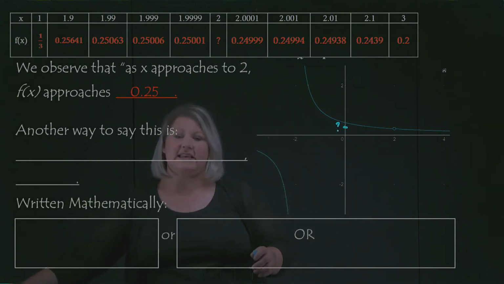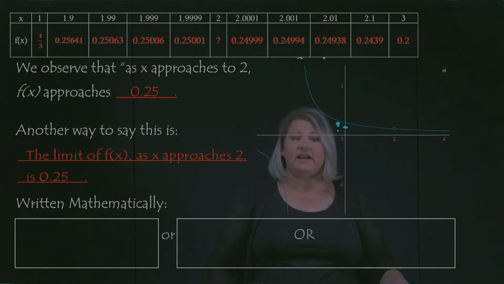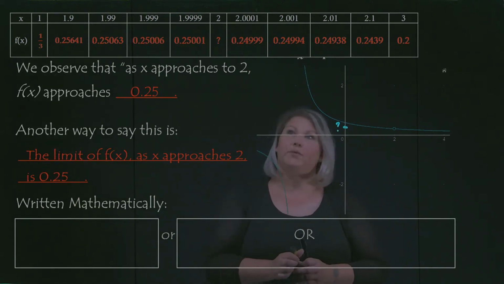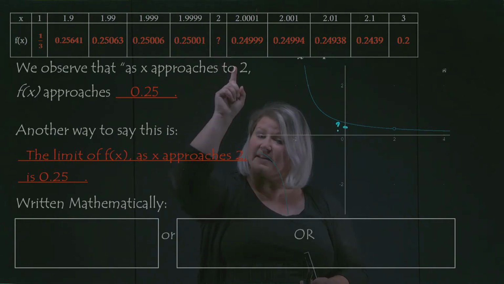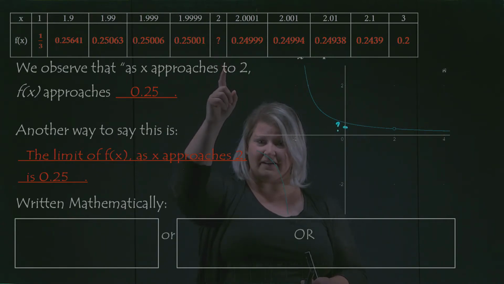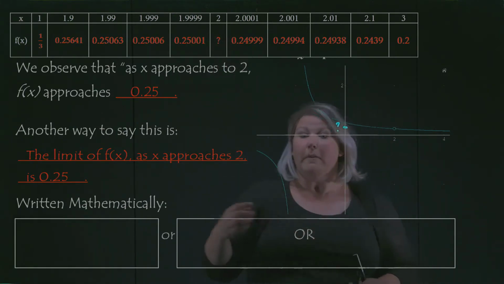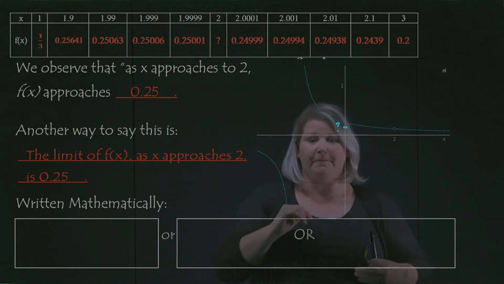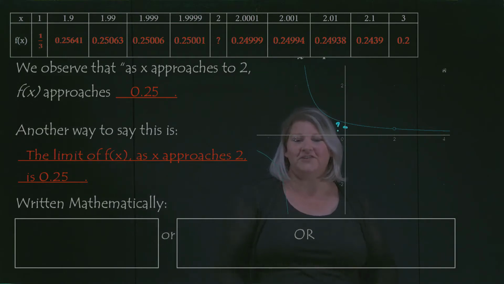Another way to say this is that the limit of f of x as x approaches 2 is 0.25. What does that mean, the limit? Well, think about this. If we plug in 2, we're just going to get an error because that's a hole in the domain. So if we plug in 2, the actual value of f of x doesn't exist. But if we look at what f of x is getting close to as x is approaching 2, we see that it's a quarter, all right, or 0.25.